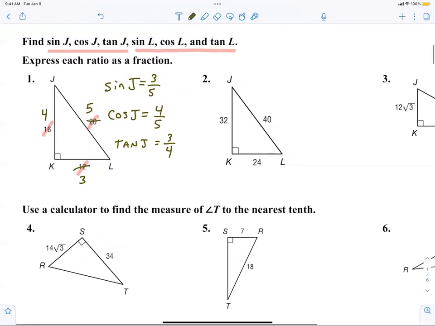Now, right next to that, we'll go sine of L. What's sine of L? 4 over 5. What's cosine of L? And what's tangent of L? 4 over 3. That's really easy. All right, that's really easy.